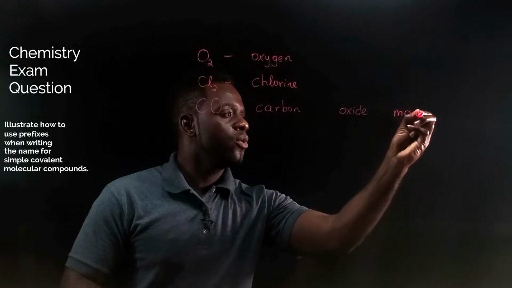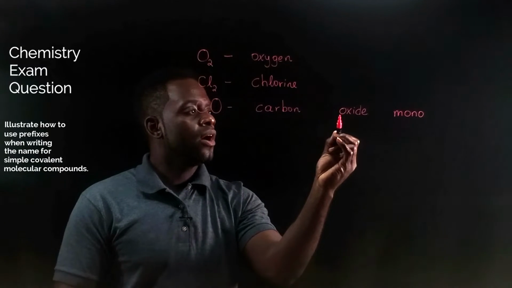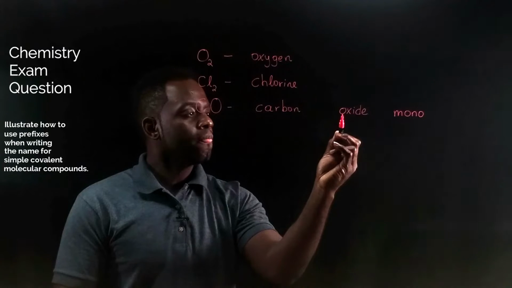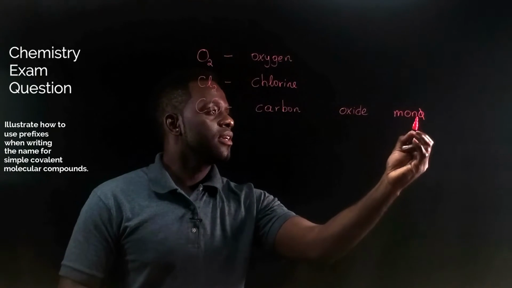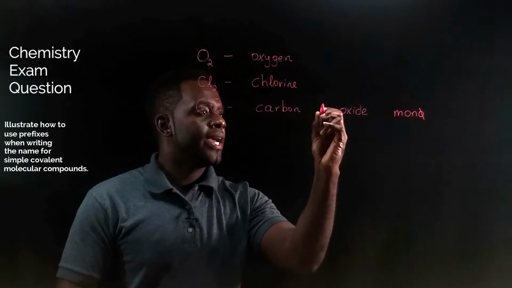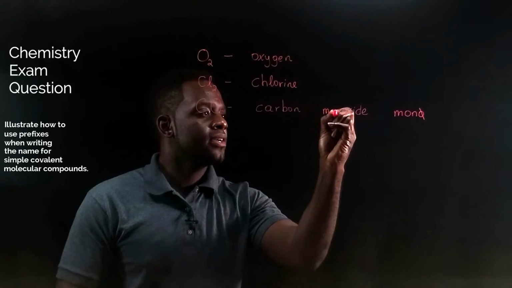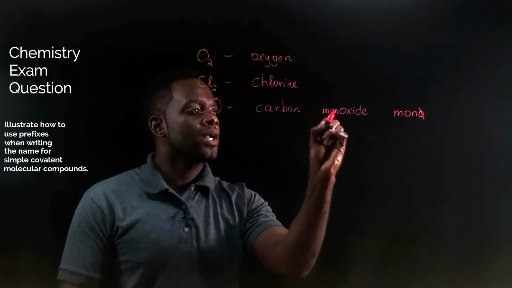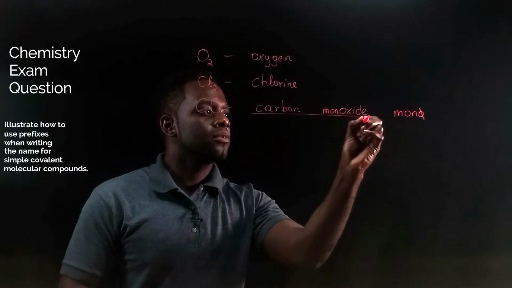mono. It ends in a vowel, and the element begins with a vowel. In this case, we drop the vowel at the end of the prefix, and we write carbon monoxide. Rather than carbon monooxide, we have carbon monoxide. This is the name of the compound formed.